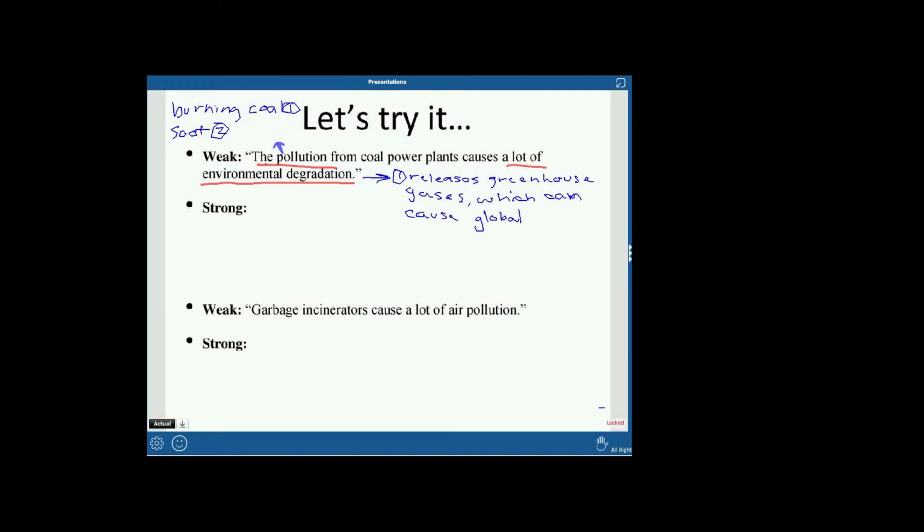And you can't stop there, right? A lot of people stop at cause global warming, but how? Why is global warming bad, right? You have to say releases greenhouse gases, which causes global warming, which can make the environment unsuitable.